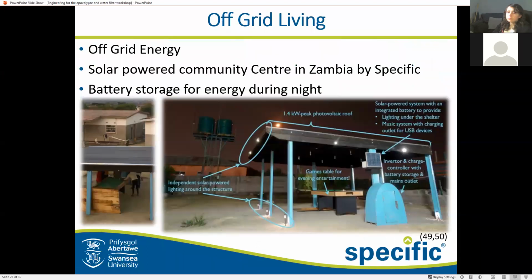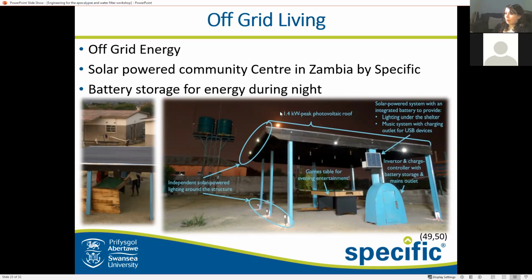traditional methods. So moving on, in order to have an energy supply in areas which are quite deserted, so in developing countries, we can also put in off-grid energy systems. The one you see here was created in Zambia by a group from my research institute, SPECIFIC, at Swansea University. This structure has a solar PV roof, which is then put on stilts, and then has a battery to enable it to have a supply so that they can still utilize the energy even during the night time.